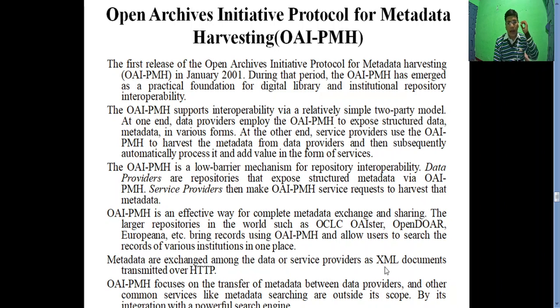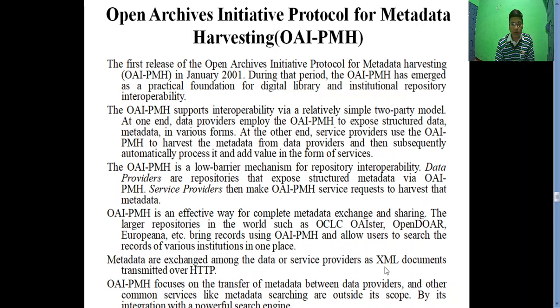OAI-PMH is an effective way for complete metadata exchange and sharing. The larger repositories in the world, such as OCLC, OAI-Star, OpenDOAR, Europeana, etc., bring records using OAI-PMH and allow users to search the records of various institutions in one place. Metadata are exchanged among the data or service providers as XML documents transmitted over HTTP.